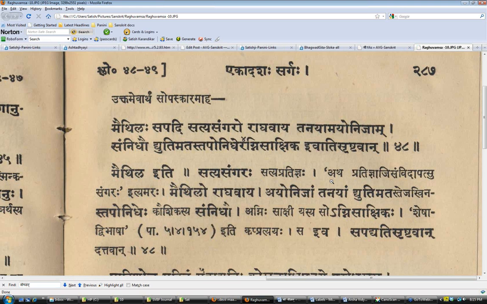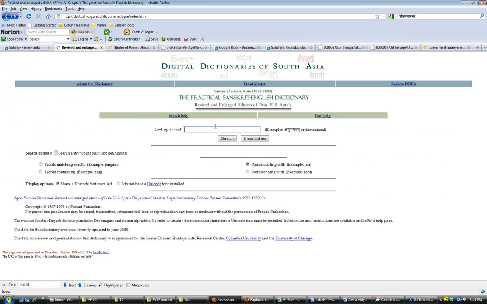Anyway, okay. So what are the meanings here? Pratignya, promise. Aji, I think that should be the battlefield. Then samvid is like an understanding, maybe a fact. Apatsu, apat means it is in difficulty, danger. Sangaraha. In fact, if you want to check this, we can go to Apte, see what he gives for Sangaraha.